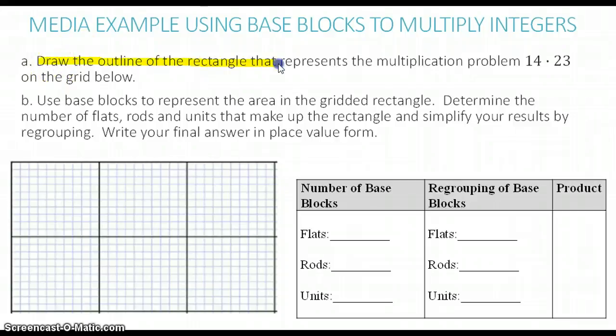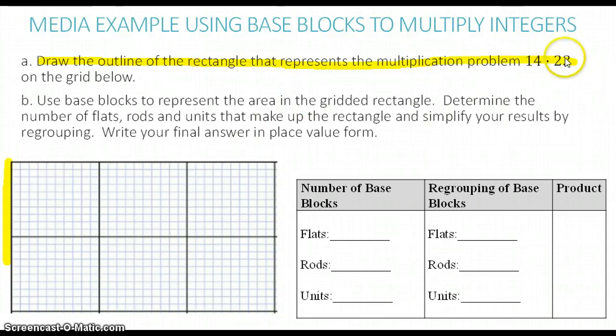So first we're going to draw the outline of the rectangle that represents the multiplication problem 14 times 23 on the grid below. So let's use the highlighter to do this. Notice we have this grid here and it's partitioned by tens. So this has length 10, this is another 10, this is another 10, and vice versa. So I'm going to start with 14, and I'm going to use the highlighter right on the outside. So this would be 10, and then 1, 2, 3, 4 stops right here.